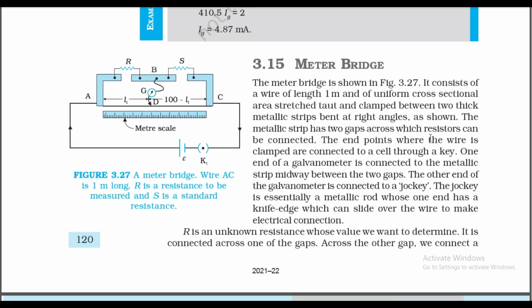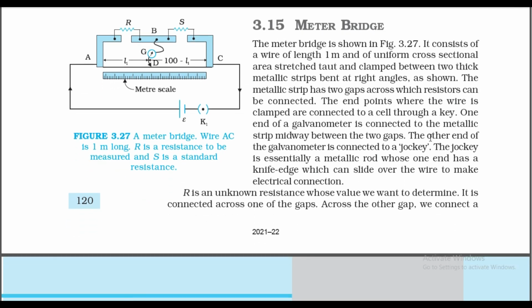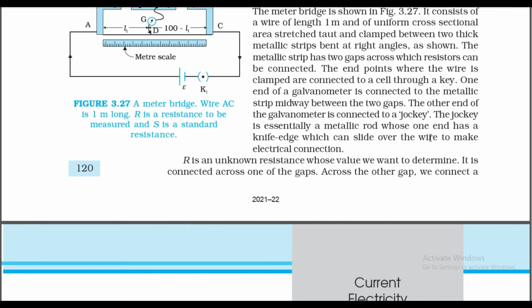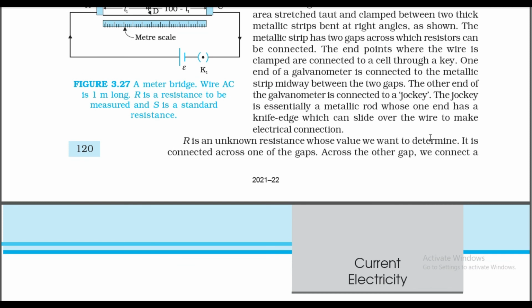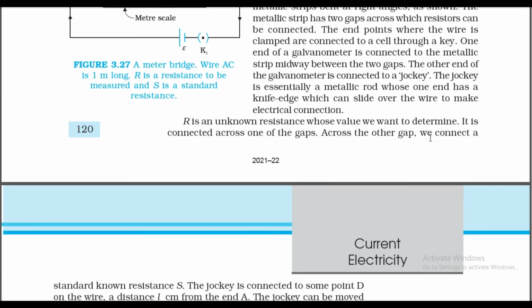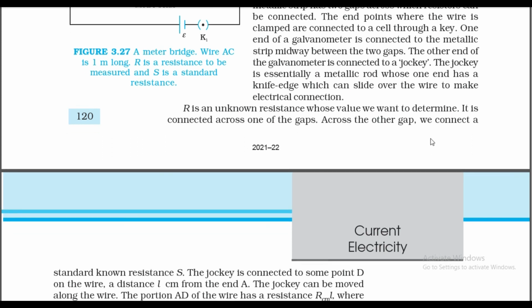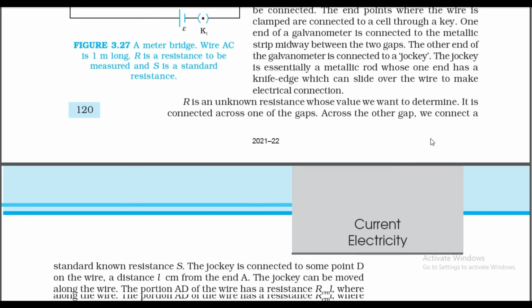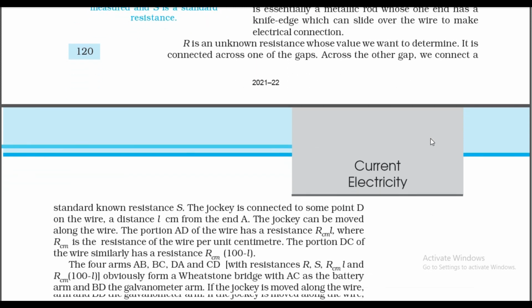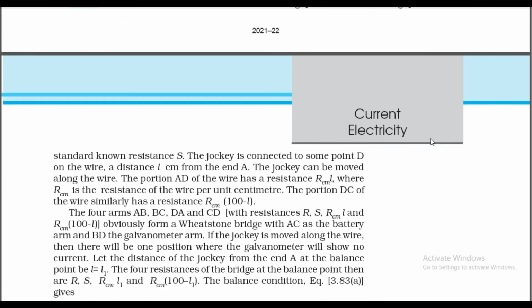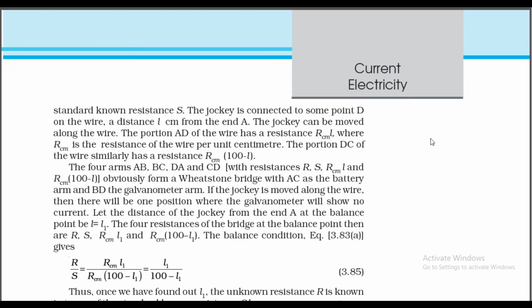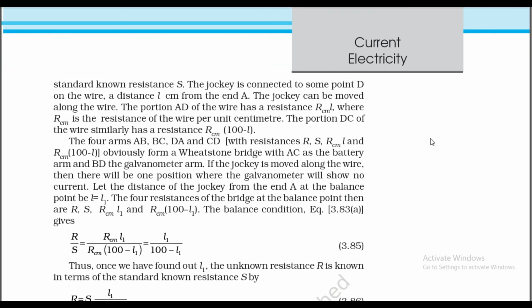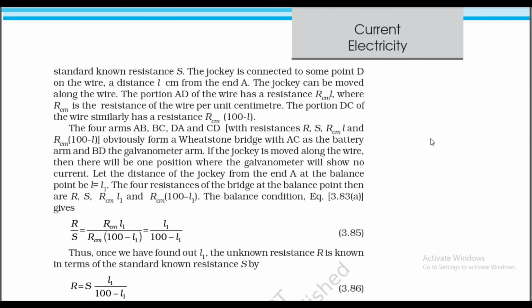The other end of the galvanometer is connected to a jockey. The jockey is essentially a metallic rod whose one end has a knife edge which can slide over the wire to make electrical connection. R is an unknown resistance whose value we want to determine. It is connected across one of the gaps. Across the other gap, we connect a standard known resistance S. The jockey is connected to some point D on the wire, a distance L centimeter from the end A. The jockey can be moved along the wire.